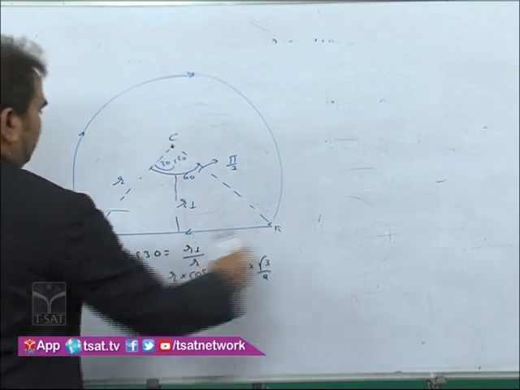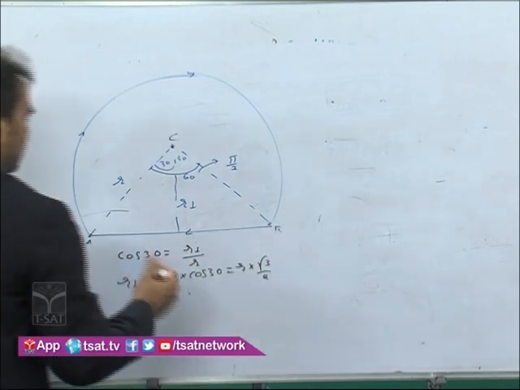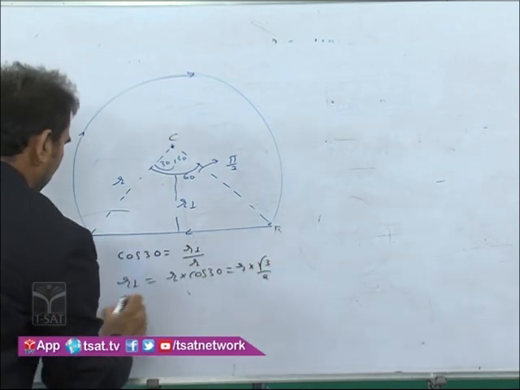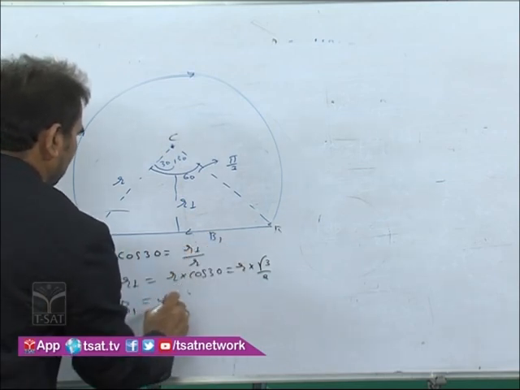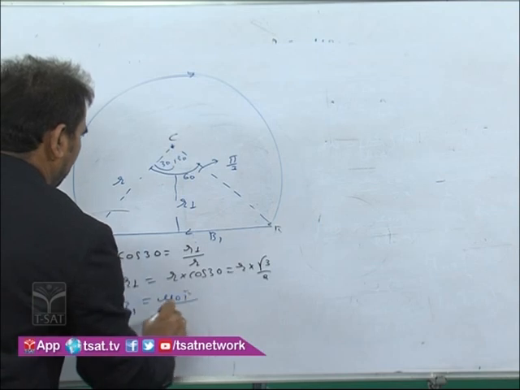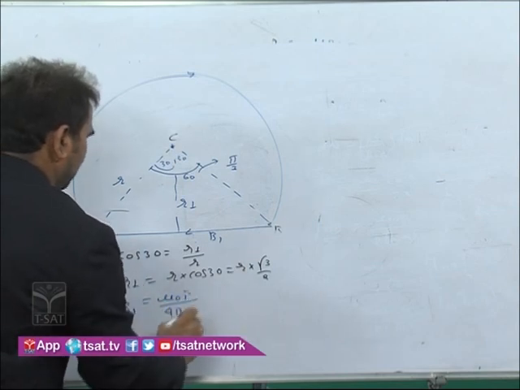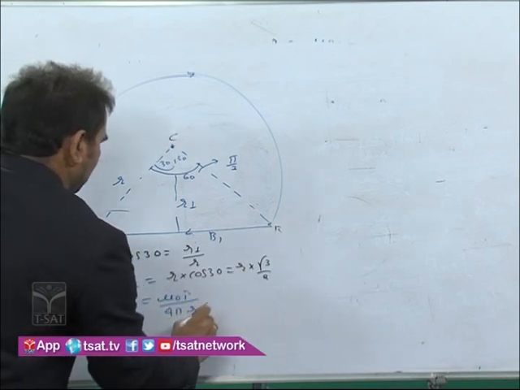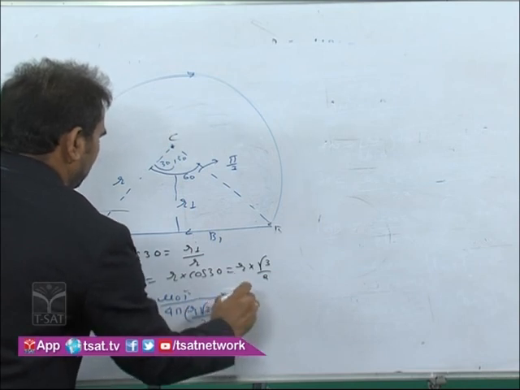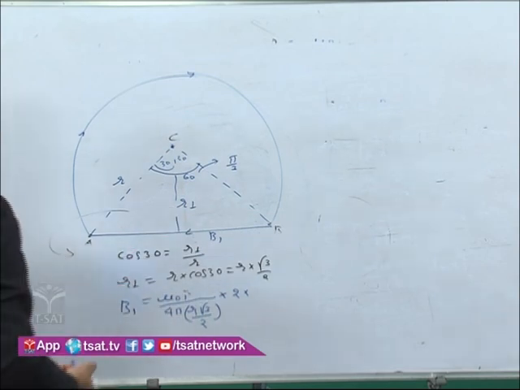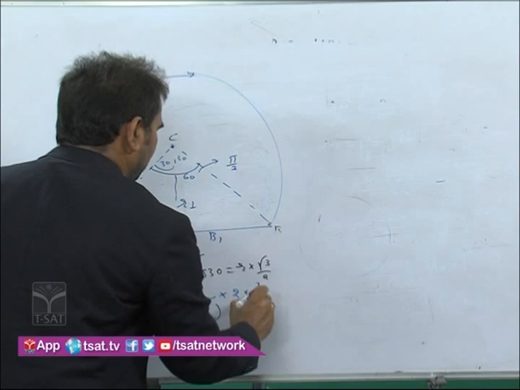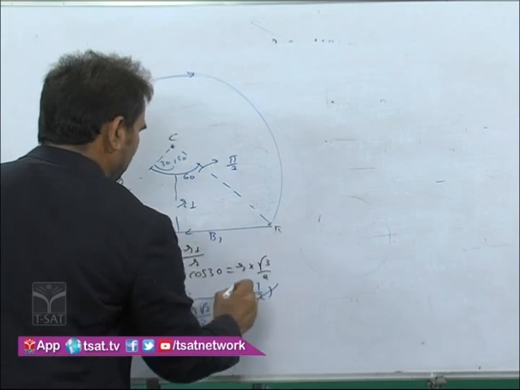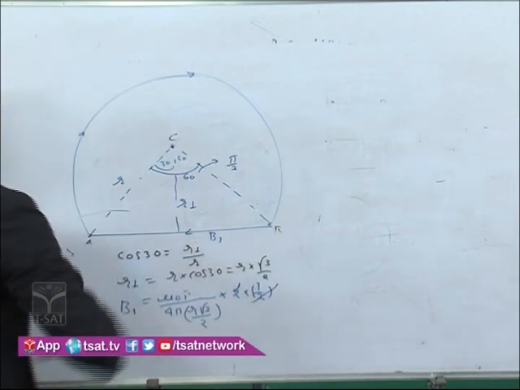Next, the magnetic field induction due to this AB conductor, let this be B1. B1 is equal to mu naught I upon 4 pi into perpendicular distance r into root 3 by 2, into sin alpha plus sin beta. Sin alpha plus sin beta means 2 into sin 30. Sin 30 value is nothing but 1 by 2. 2 gets cancelled. So, what is the direction of the magnetic field induction?